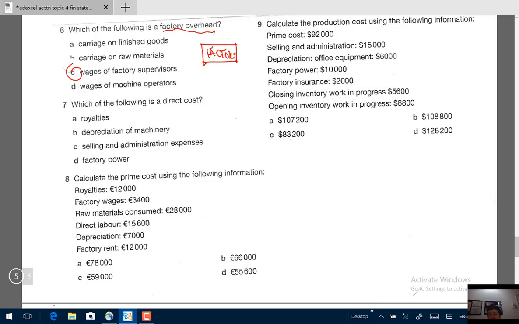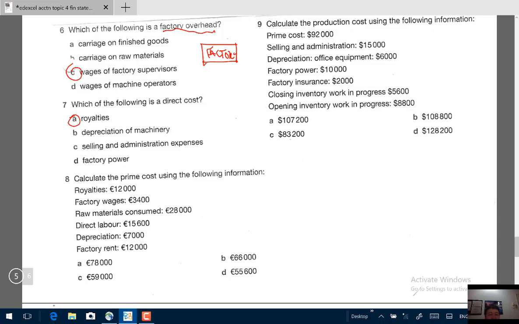These are people who are paid monthly, and their wage cannot be specifically linked to each unit produced. Okay, unlike the production operators or machine operators, who are paid according to the number of units that they produce in a day. Which of the following is a direct cost?